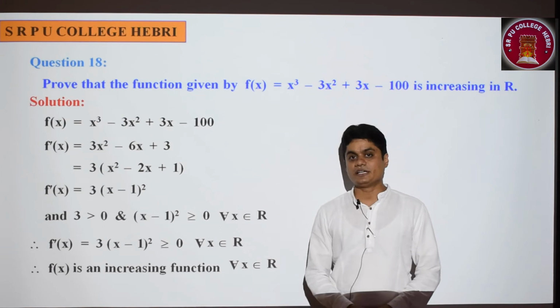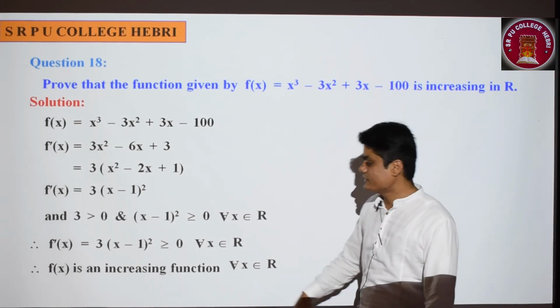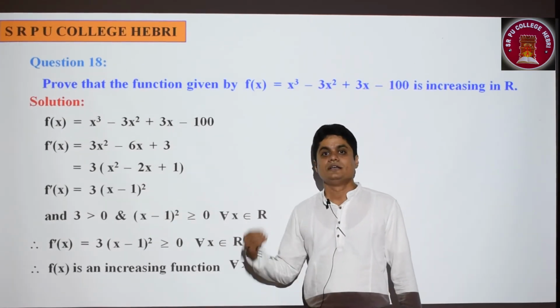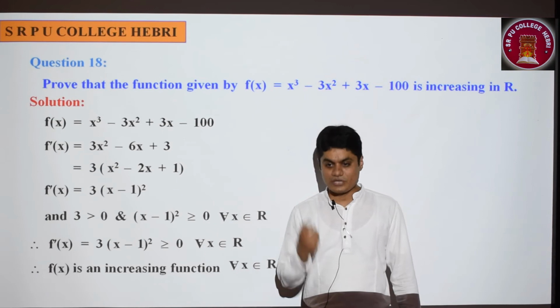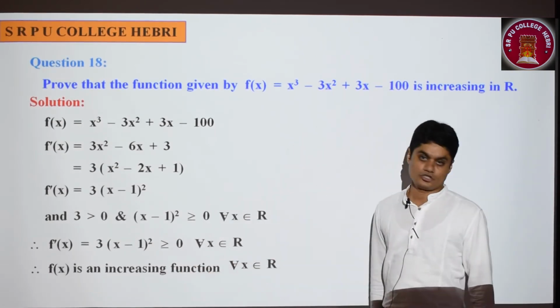Now you can observe here, I didn't use the word strictly increasing. Strictly increasing means it should not be 0. But this can be equal to 0, right? This can be equal to 0. So we cannot use the word strictly increasing, so it must be an increasing function for all x belongs to R.